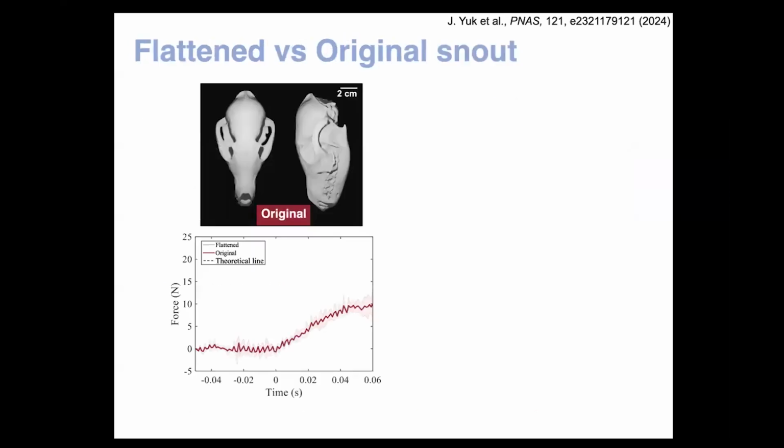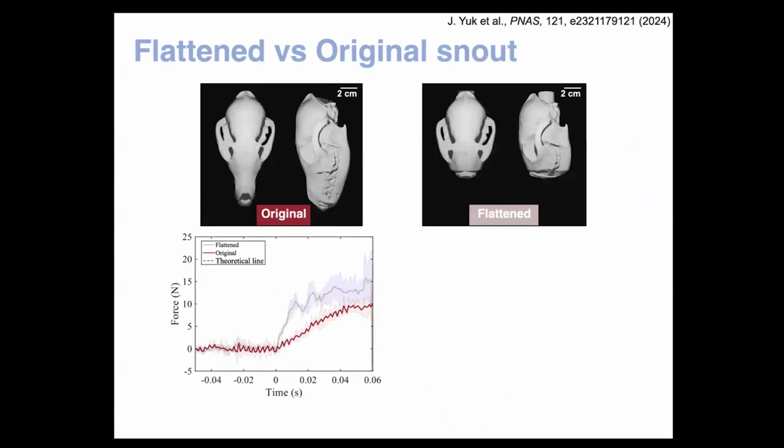So this is the original snout. We measure the force increasing like this. And this is where we arbitrarily changed the snout shape, and you're going to see a rapid increase of force. The theoretical model that I described can explain this kind of force change over time quite accurately.